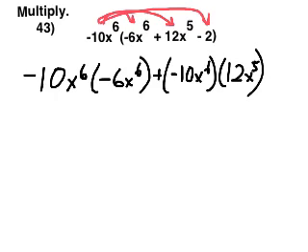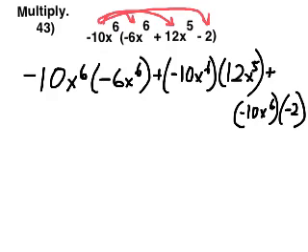I'm going to run out of room again. And that's also plus, I'll write it here, negative 10x to the sixth times a negative 2. So that's what this is here. This one times this one, this one times this one, this one times this one, right? Okay, you have three multiplications here. So you just do all those three multiplications and you add them together. Now we're just multiplying exponents, really.